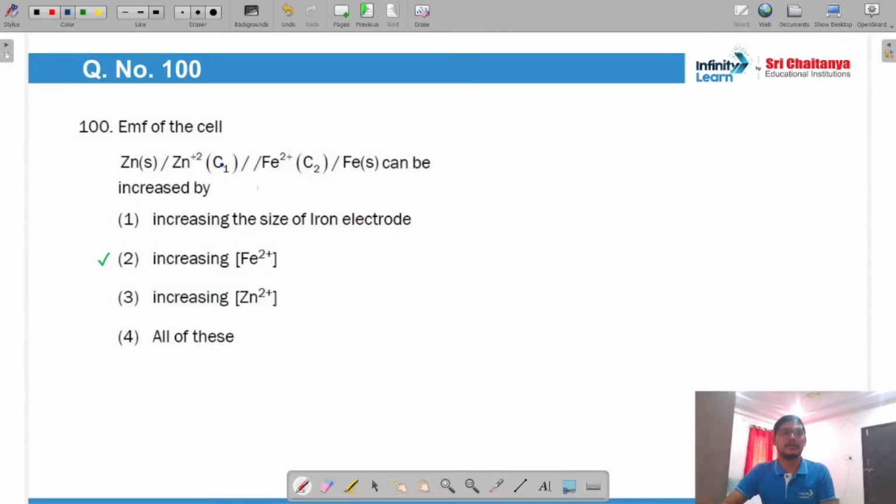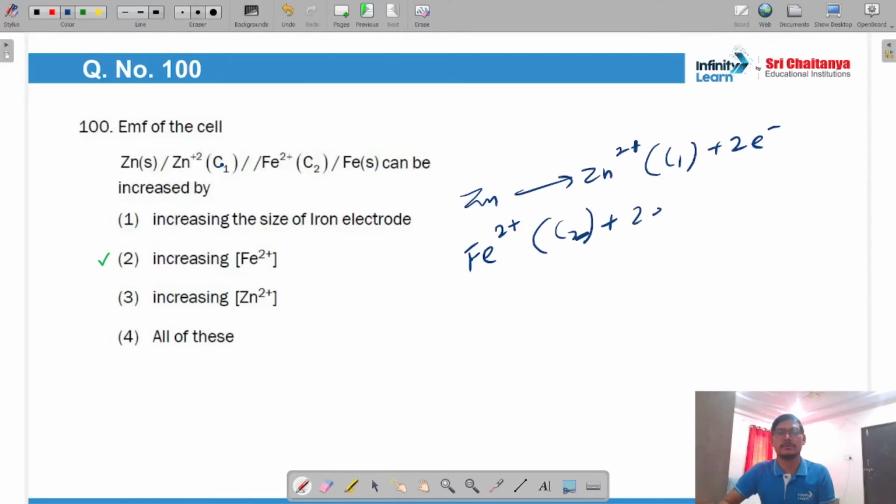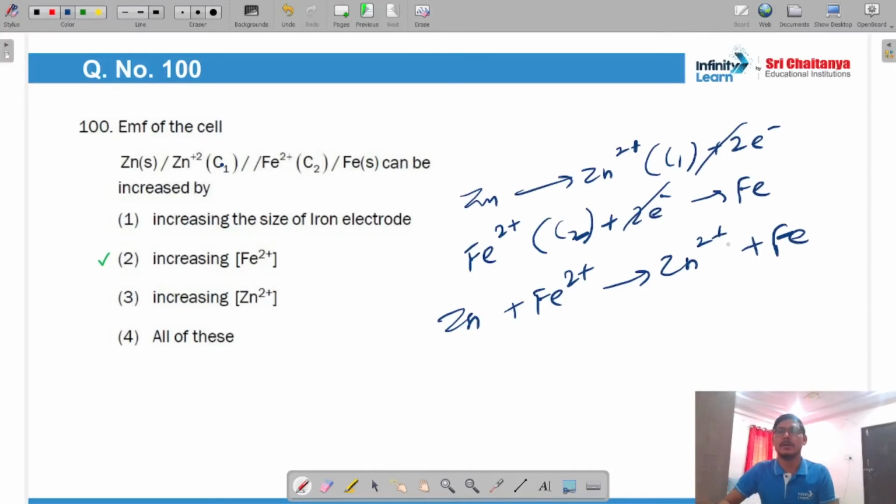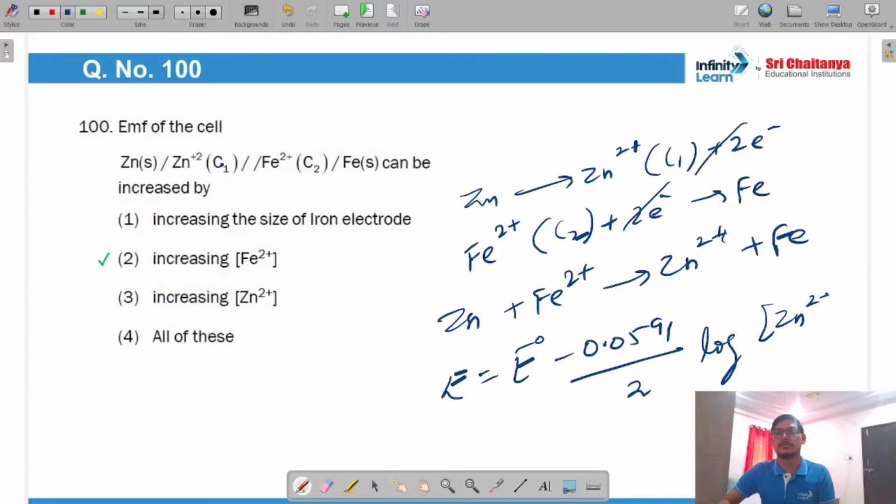EMF of the cell, again you have to write the Nernst equation here. Zinc undergoes oxidation to give you Zn2 plus, concentration is C1, and iron undergoes reduction, Fe2 plus, C2 takes up 2 electrons, it forms iron, right? So when you write the balanced equation, zinc plus Fe2 plus gives you Zn2 plus plus Fe. And in the Nernst equation, E is equal to E naught minus 0.0591 by number of electrons, which is 2, logarithm of the concentration of zinc divided by the concentration of iron.